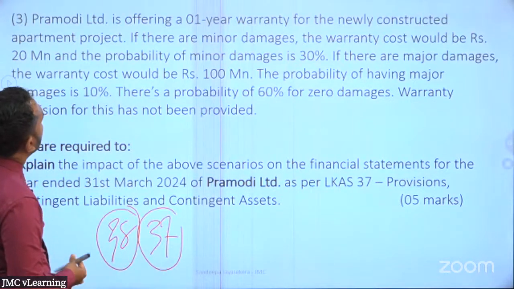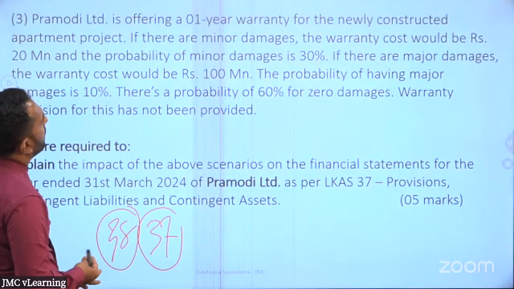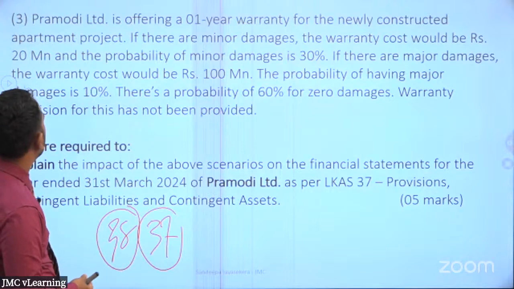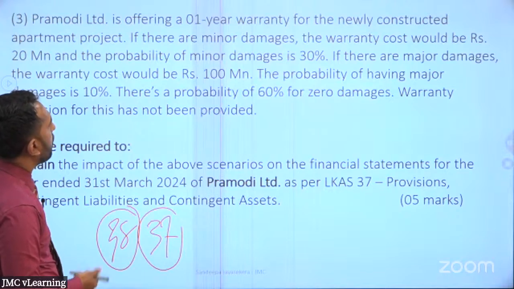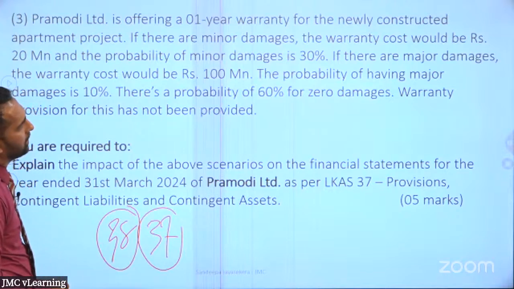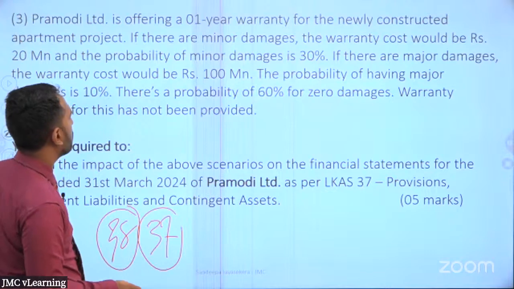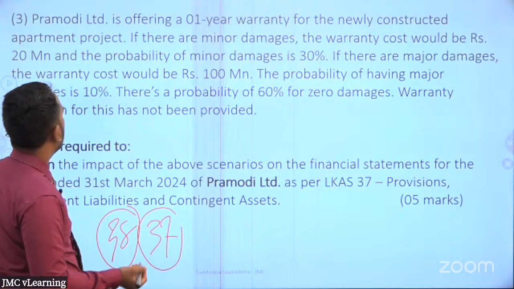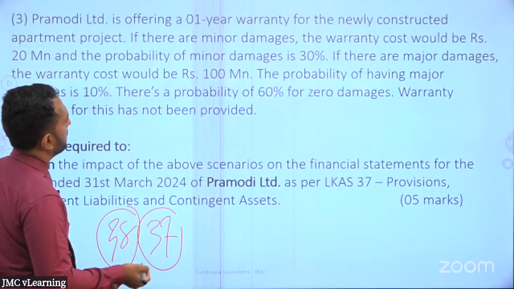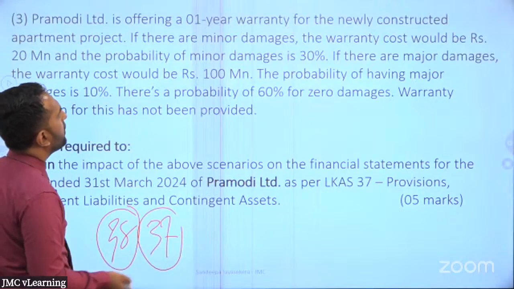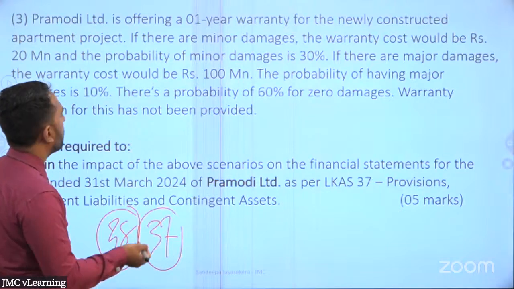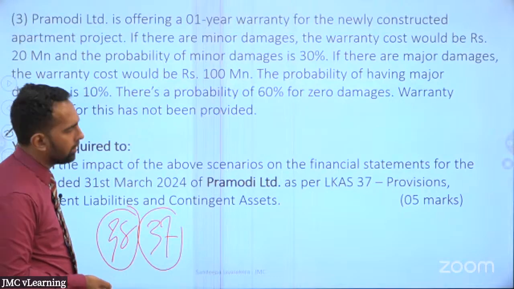Pramodi Limited is offering a 1 year warranty for the newly constructed apartment project. If there are minor damages, the warranty cost would be 20 million. Probability of minor damages is 30%. If there are major damages, the warranty cost would be 100 million. Probability of major damages is 10%. There's a 60% probability of zero damages. Warranty provision has not been provided.